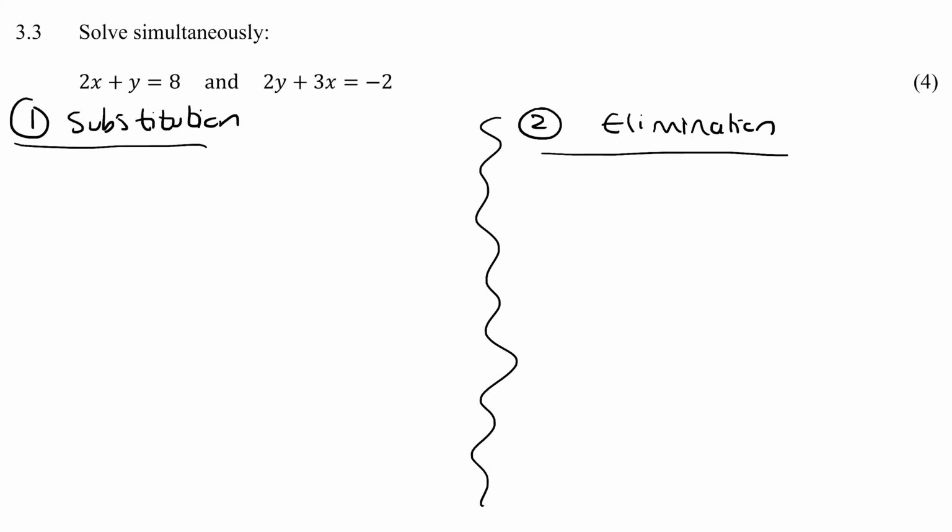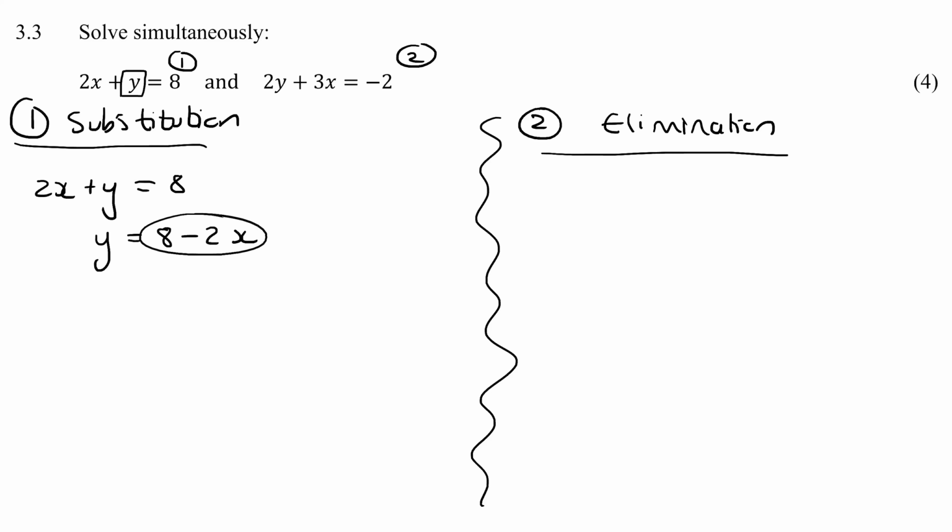Okay, so how does substitution work? Well, what you do is you look at this equation. So we'll call this number 1, we'll call this number 2, and you have to try get x or y alone in one of them. So I can see that there's a y over here. So I'm going to take that equation, and I'm going to get the y alone by taking the 2x to the other side. So it becomes negative, because over here it's positive. And when you go over the equal sign, you change the sign. I'm now going to call that equation 3.